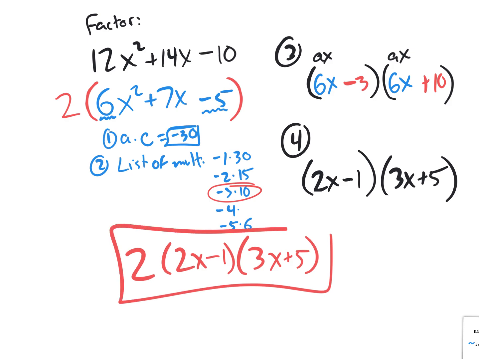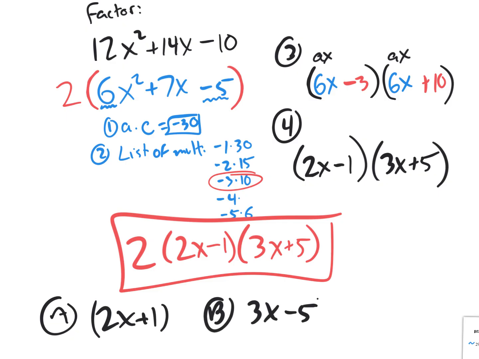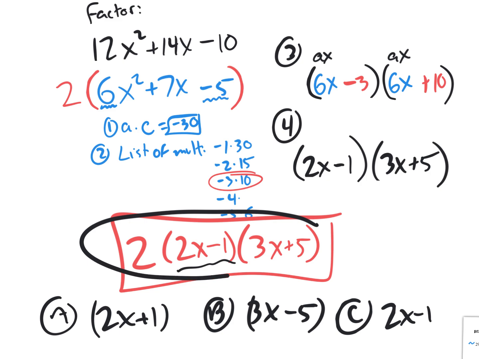This is your answer. Now, they're not going to give you the entire answer as a multiple choice option A or B or C or D. They're going to just give you several factors and they say which one is the correct one. So they're going to say something like option A, 2x plus 1. Option B, 3x minus 5. Option C, 2x minus 1. And you would pick option C because that's the one that you see there. Does that make sense? But the actual completely factored form answer is this entire thing right here.